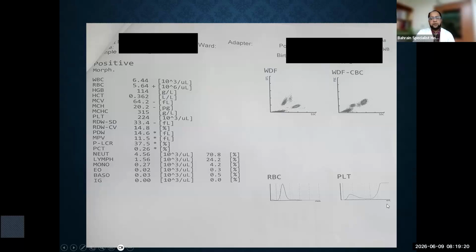So one more differential we have to keep in these conditions is we have to ask for peripheral smear to look for giant platelets. Whenever giant platelets are there, the machine can interpret the RBCs with platelets. So as a result, this kind of picture may also be seen.